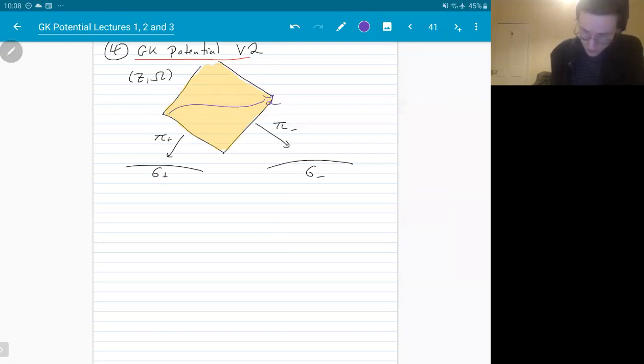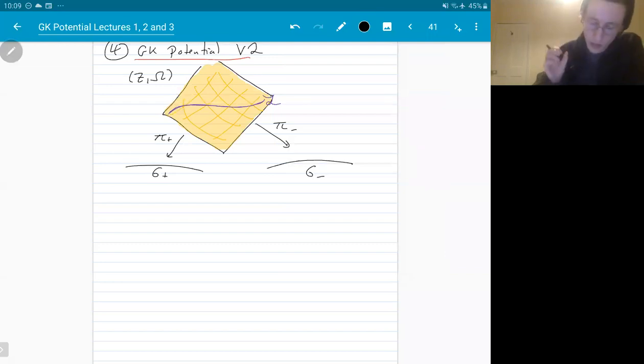Here's L. Remember these maps, they have these fibers. Okay, so to describe the potential, the second version, it requires a couple of steps and a couple of choices.